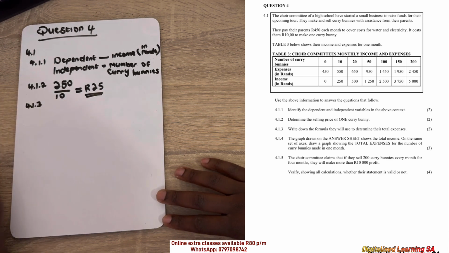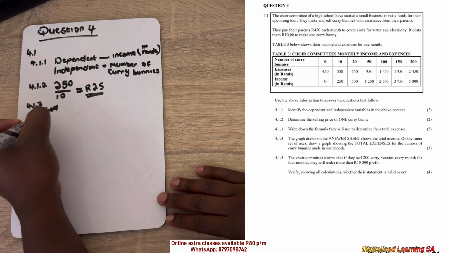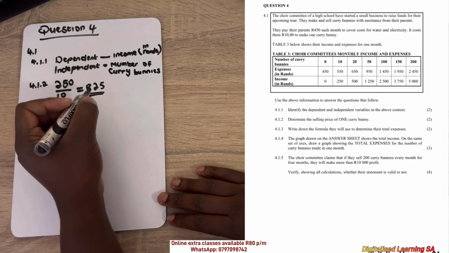Question 4.1.3 says write down the formula they will use to determine their total expenses. We know that this committee needs to pay 450 to their parents to cover water and electricity. So the 450 is fixed, it needs to be paid. So we say total expense is equal to 450 for water and electricity.